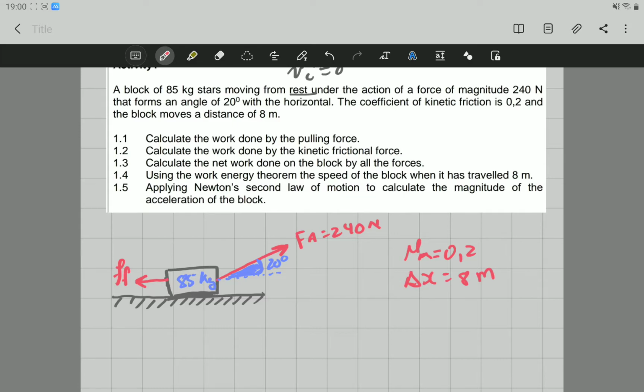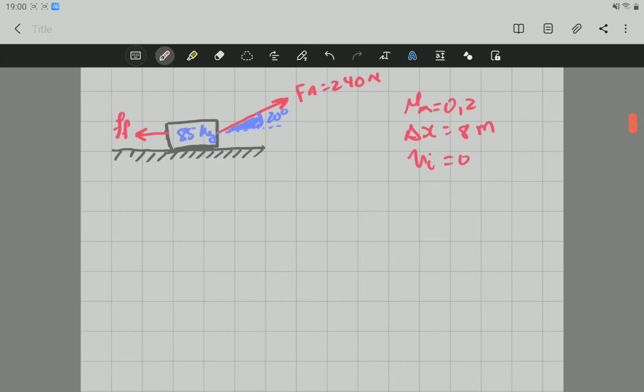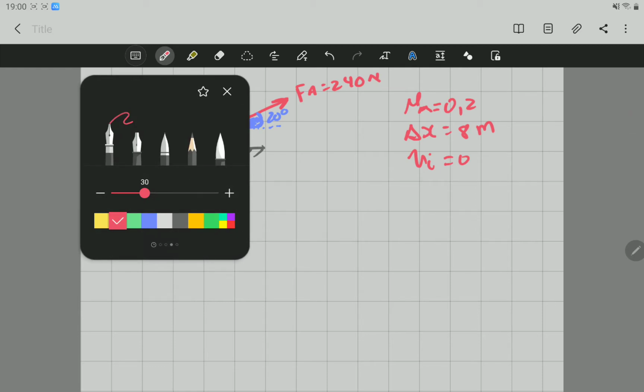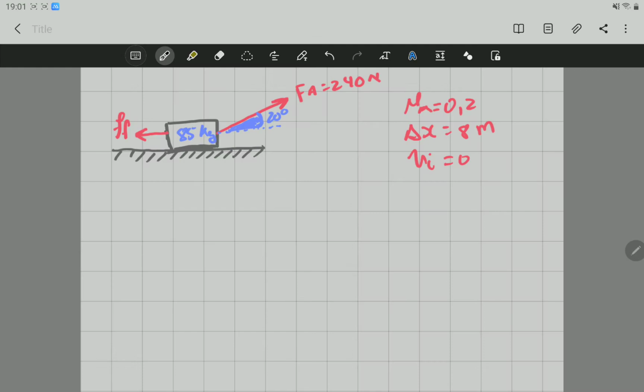So we have the kinetic coefficient of friction and the displacement. Let's write here that the initial velocity is equal to 0. It might be helpful later on. So these are the first 2 steps: a rough sketch of the situation helps us understand better and write the data, and it will save us time later on. The next step, to me a very important step, is the free body diagram.